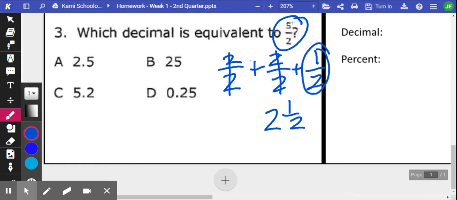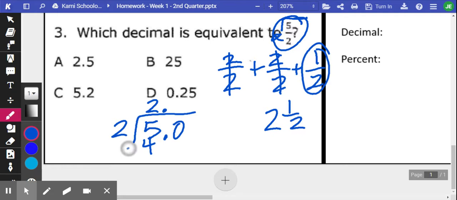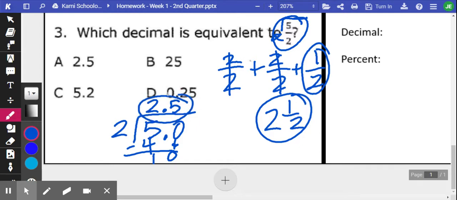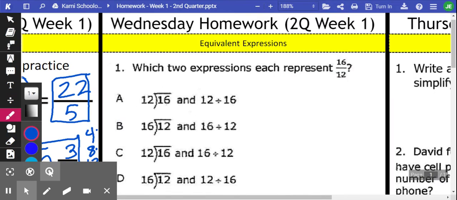The other way to do this is the top of the fraction goes inside division and the bottom goes out. So 5 is divided by 2. 2 divides into 5 2 whole times. 2 times 2 is 4. We have 1 left over, bring the 0 down, and then 2 divides into 10 5 times. So either way we look at it, either 2 and 1/2 or 2.5, we're going to get the same answer. Go ahead and circle it.